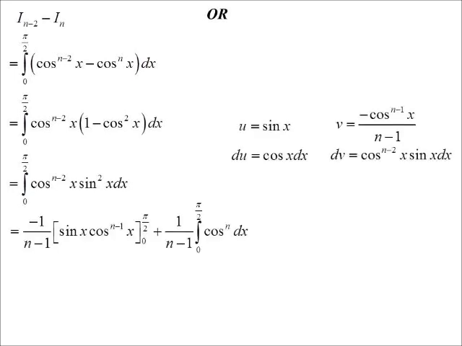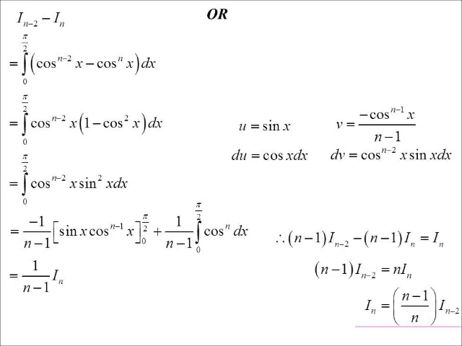Do u equals sine x, du is cos x, dv is cos^(n-2) x sine x. In we go. And, yes, that's right, isn't it? Yes. UV, sine x, cos^(n-1). And there it is, 1 on n minus 1, IN. So I now know that I(n-2) minus IN is 1 on n minus 1, IN, which eventually I could rewrite.